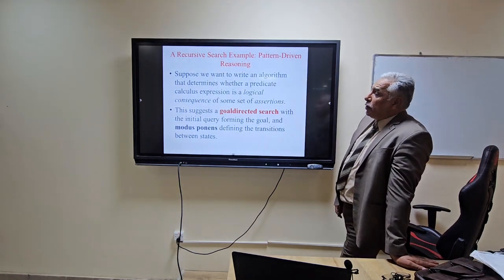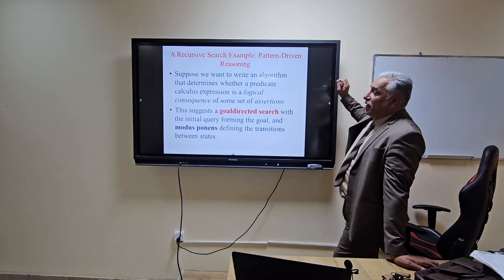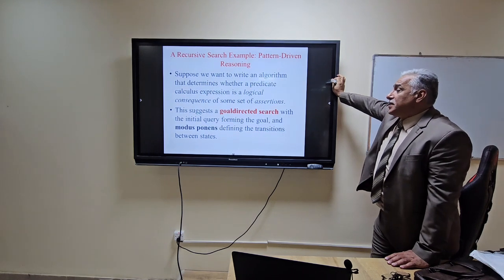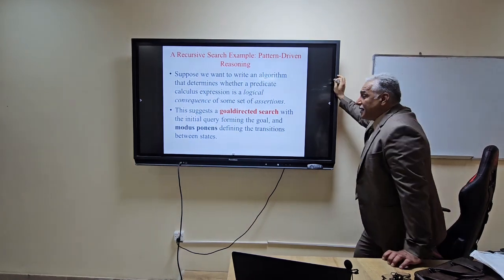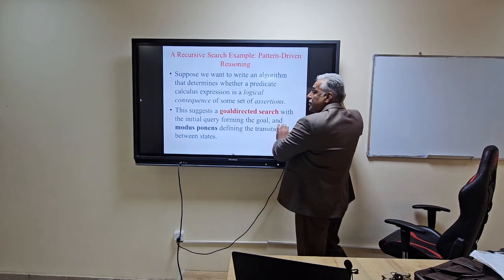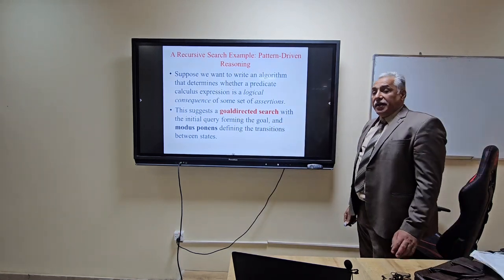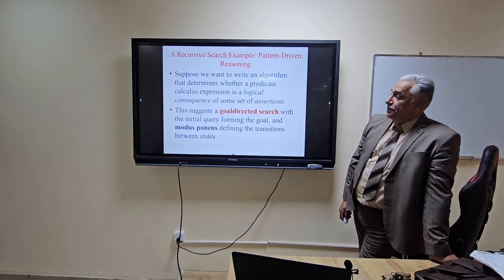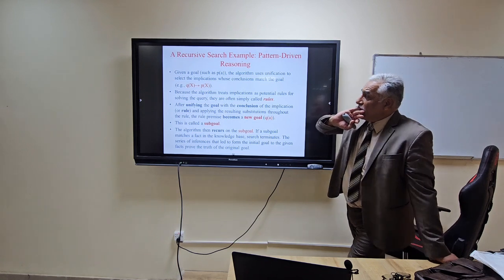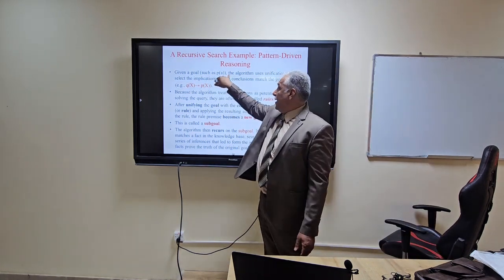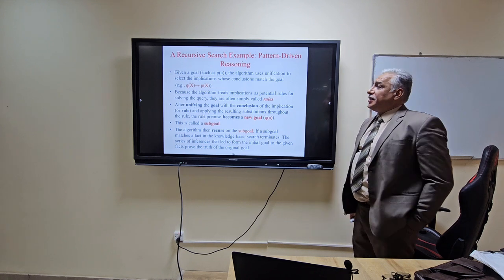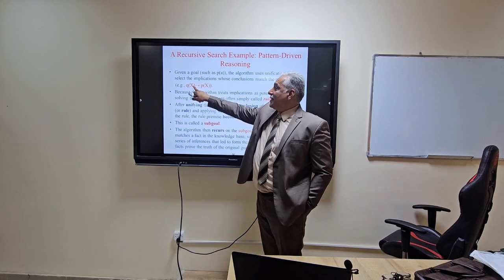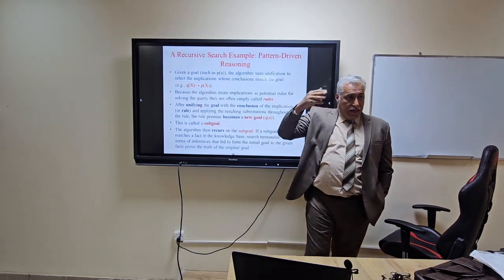Suppose we want to write an algorithm that determines whether a predicate calculus expression is a goal, is a logical consequence of some sets of assertions. This suggests goal-directed search with the initial query forming the goal and modus ponens defining the transition between states. Given a goal such as P(a), the algorithm uses unification to select the implications whose conclusion matches the goal: Q(x) implies P(x).